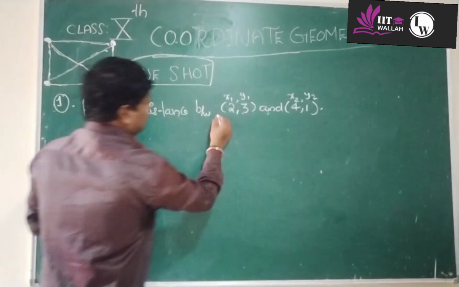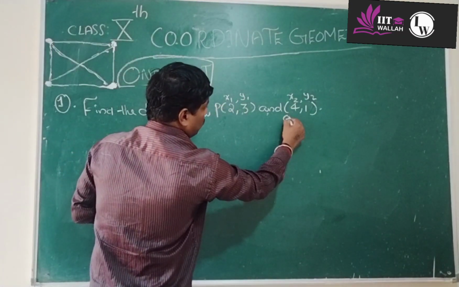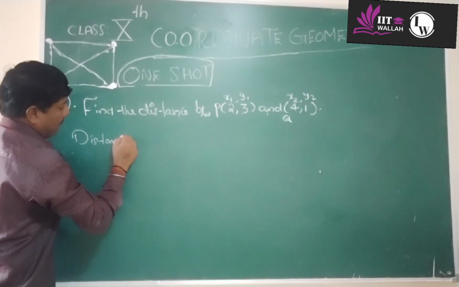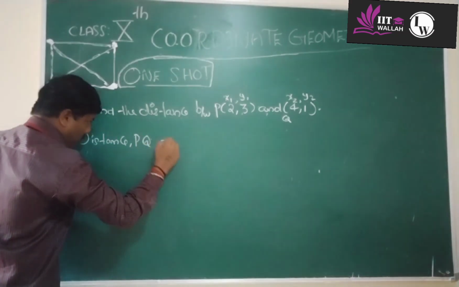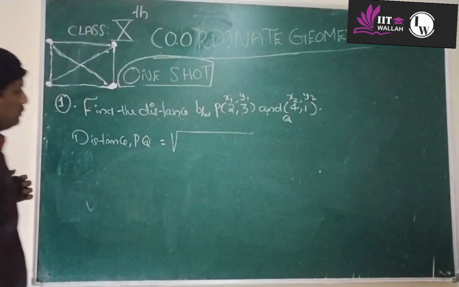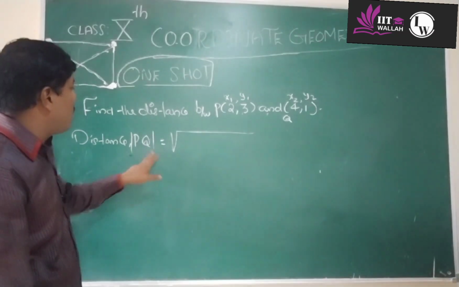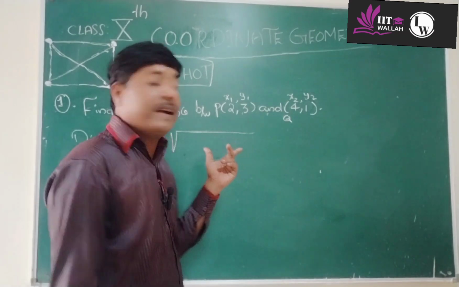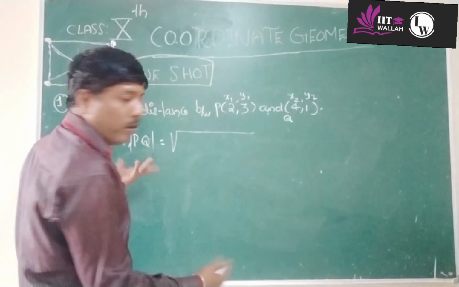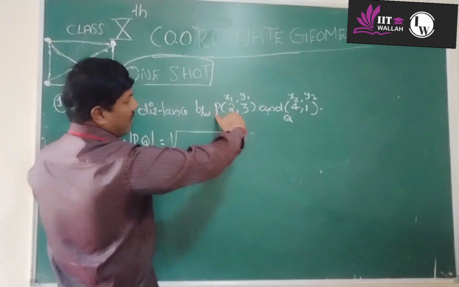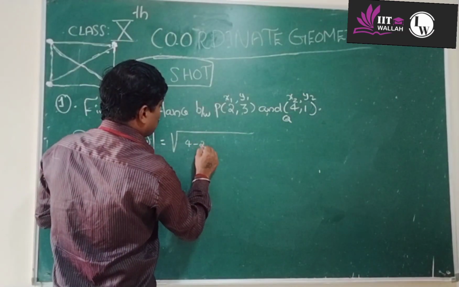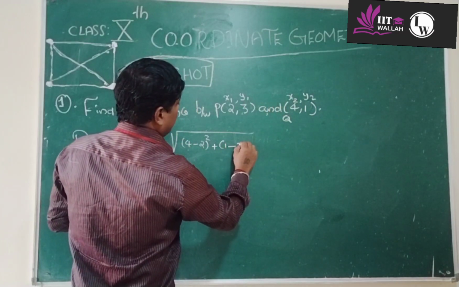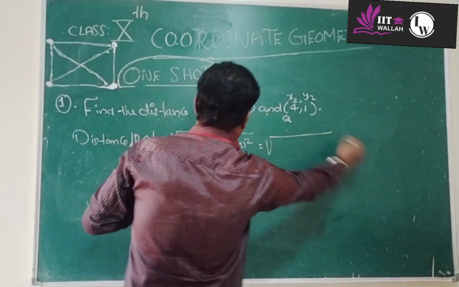And suppose this is P and this is Q. So the distance PQ is equal to root of, you can put a mod because this is a positive square root. We are only getting positive, distance cannot be negative. So you can put a mod, no problem. x2 minus x1 whole square, that means 4 minus 2 whole square, plus y2 minus y1 whole square, that means 1 minus 3 whole square.